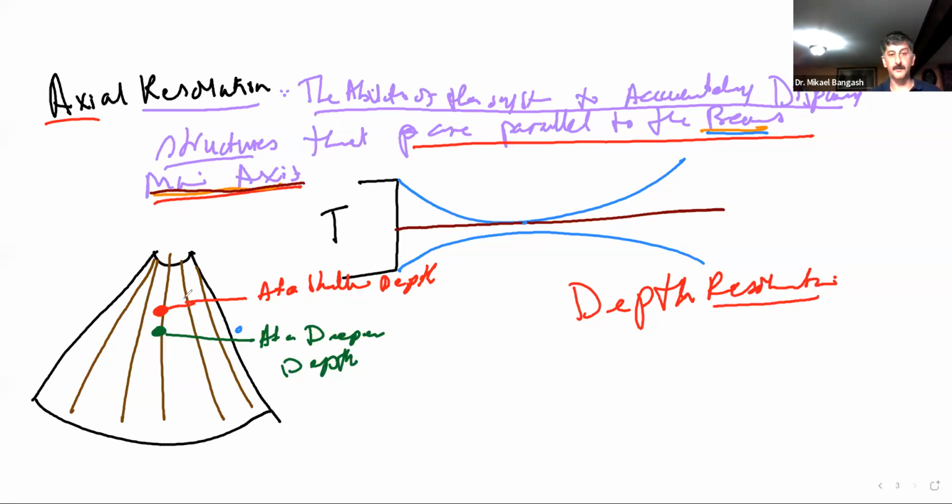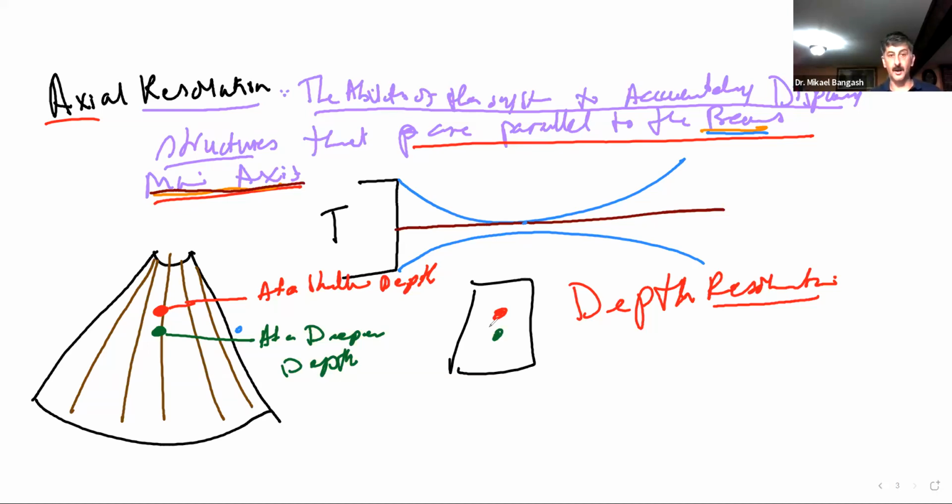And what do we mean by resolution? It means just the ability of a system to accurately display structures. Right here we have two structures. We can say one was at a shallow depth, the other one was at a deeper depth. That is how they are physically located. Clear? So we have a structure at a greater depth, a structure at a deeper depth.